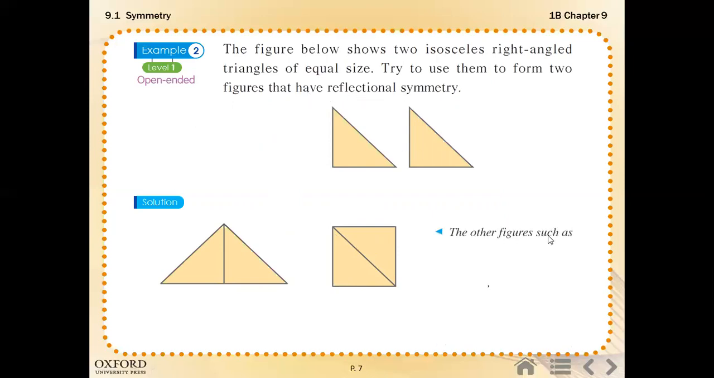Can you think of other figures? Here they are. Girls, I think you may have your own figure. So let's try. Use these two. Form your own pictures.